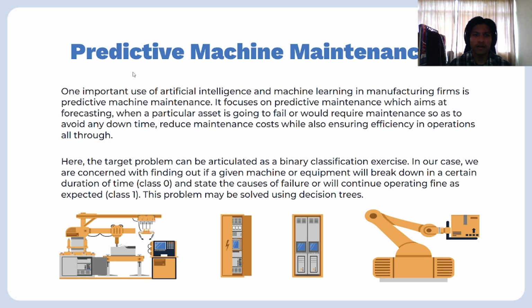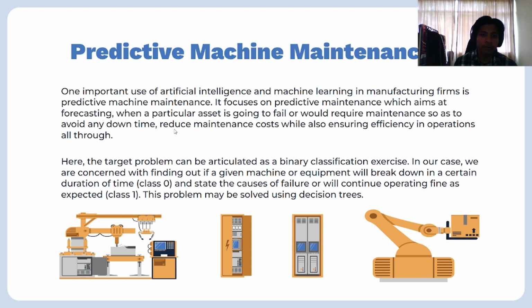So one important use of artificial intelligence and machine learning in manufacturing firms is predictive machine maintenance. It focuses on predictive maintenance, which aims at forecasting when a particular asset is going to fail or would require maintenance so as to avoid any downtime, reduce maintenance costs while also ensuring efficiency in operations all through.